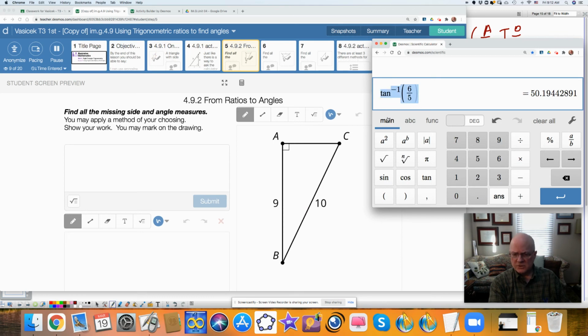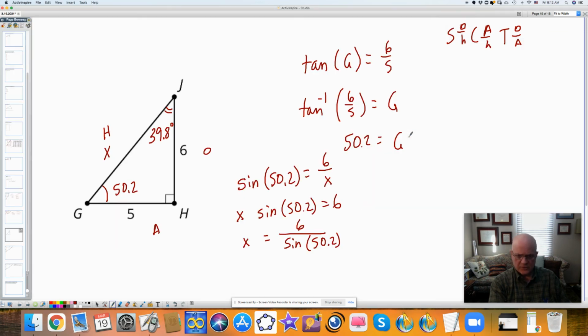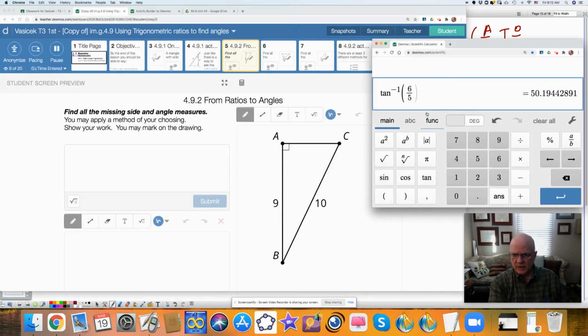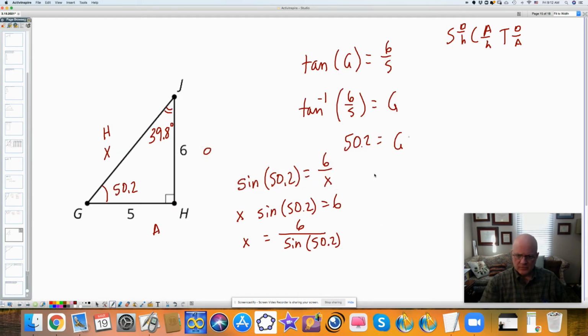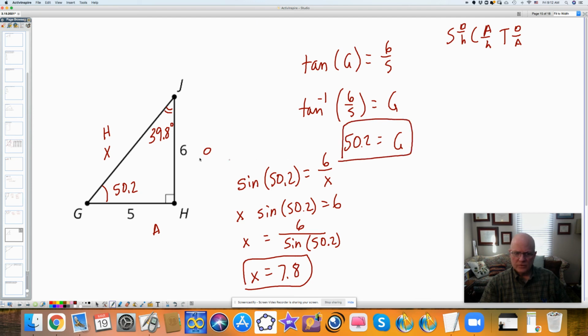I could have used the Pythagorean theorem. Maybe you find that easier. 6 divided by the sine of 50.2, and I come up with 7.8. So x is approximately 7.8. The angles are 90 degrees, 50.2 degrees, 39.8 degrees.